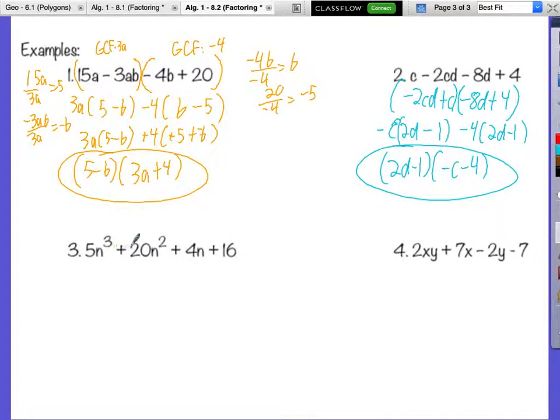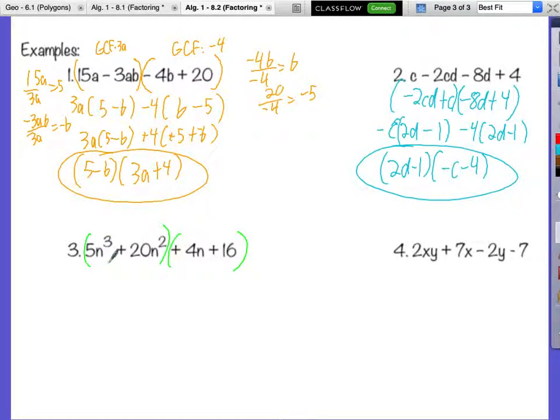So this has the power of 3, power of 2, power of 1, and no n. So they're all different terms. We group the first 2 together here. We group the last 2 together, being careful to take this sign right here with that third term. And then what we do here is we look at what the GCF of these first 2 terms would be.